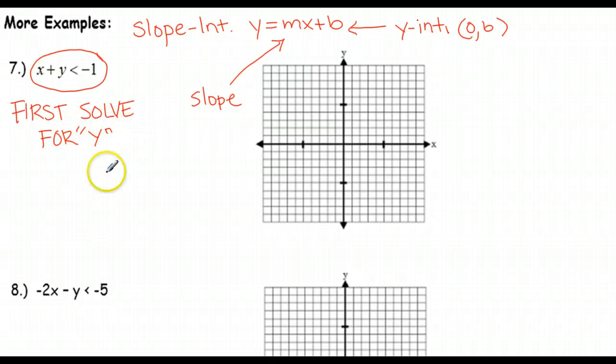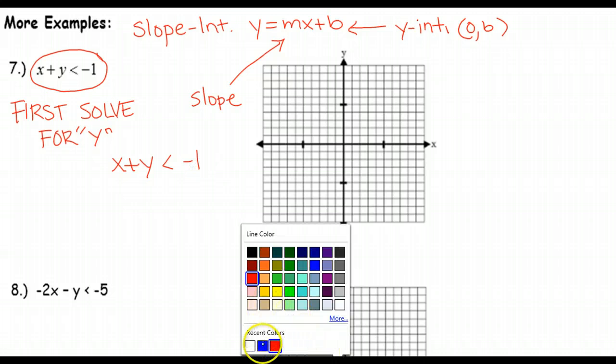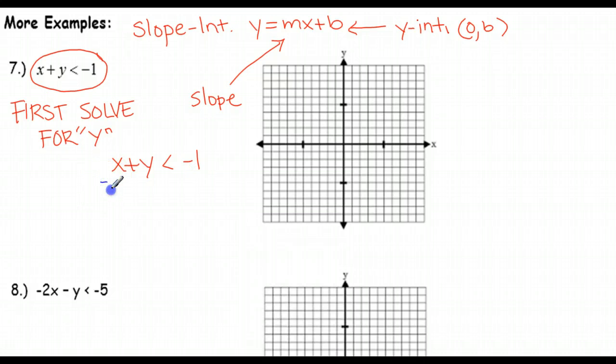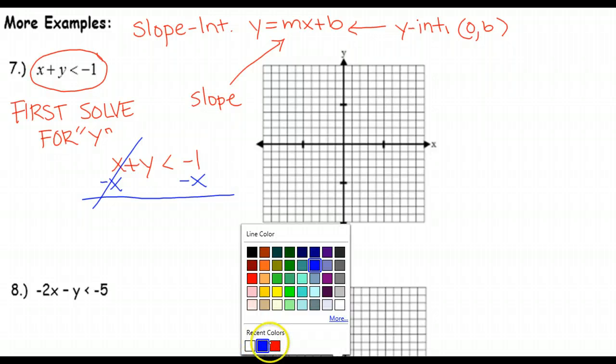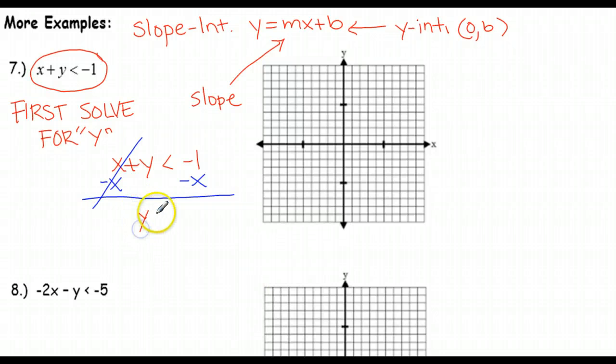All right, so if the inequality is x plus y is less than 1, we want to get y by itself. To do that, we need to subtract x from both sides of our inequality. When we do that, we are left with y is less than, now I want to write the minus x first, negative x or minus x, and then I'm going to put the minus 1 second, minus 1. So now our inequality is written in slope-intercept form.